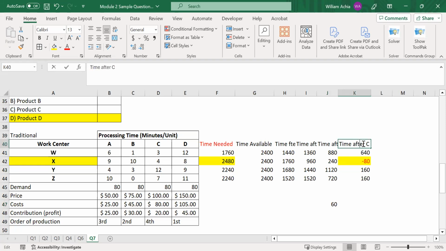Okay, so I'm going to adjust my numbers here and say time after making 60 units of C, not 80. So this value here will not be 80. We'll change this to 60.